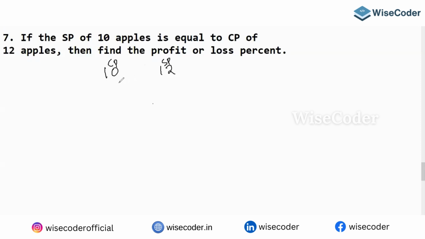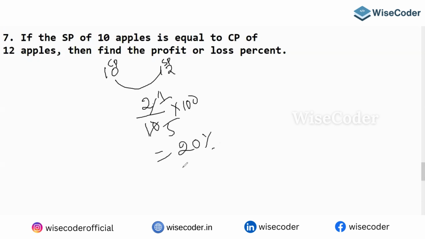Now, what is the difference? The difference is only the profit or loss. What is the difference here? Two. According to the question, you are getting profit. When you are in profit, you are going to compare with what? Cost price. What is the cost price? 10. So 2 by 10 into 100, that will give you what? 1 by 5. 1 by 5 is what, guys? 20%. That's it.